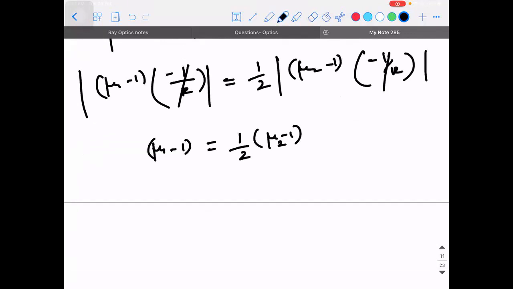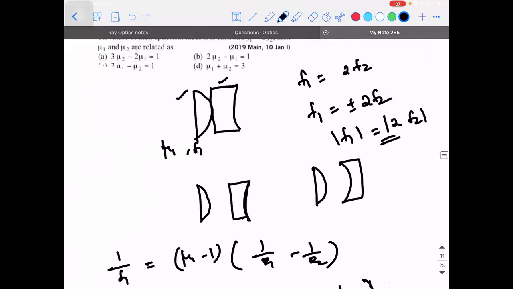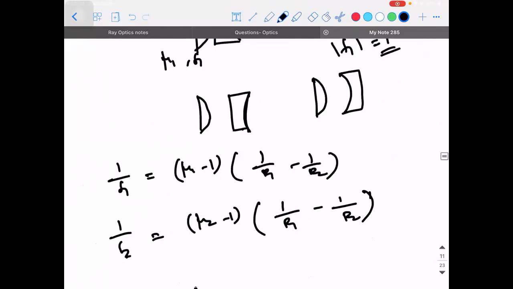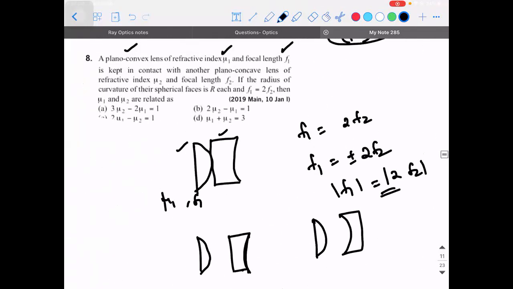Now correct? Then 2 times mu1 minus 2 is equal to mu2 minus 1. So 2 mu1 minus mu2 is equal to 1. Which is the option? 2 mu1 minus mu2 is 1. Option C.